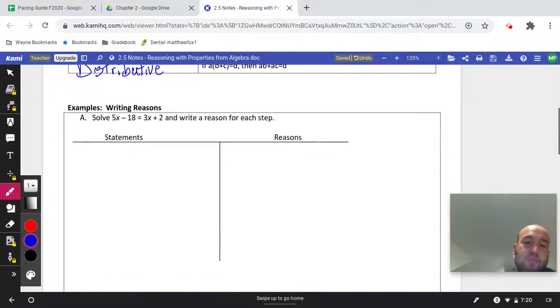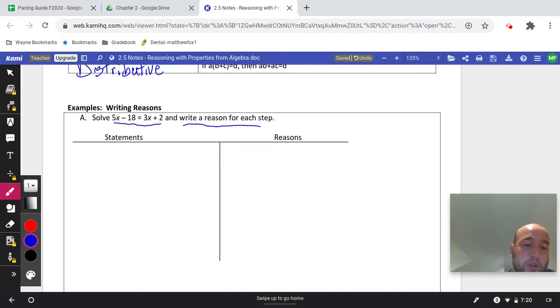Now, when we are writing a proof, okay, so right here is our problem we are trying to solve. It says solve 5x minus 18 equals 3x plus 2. And then we also have to write a reason for each step. So you guys, I know, are capable of solving that. However, for full credit, we have to give our reasons why and show our steps.